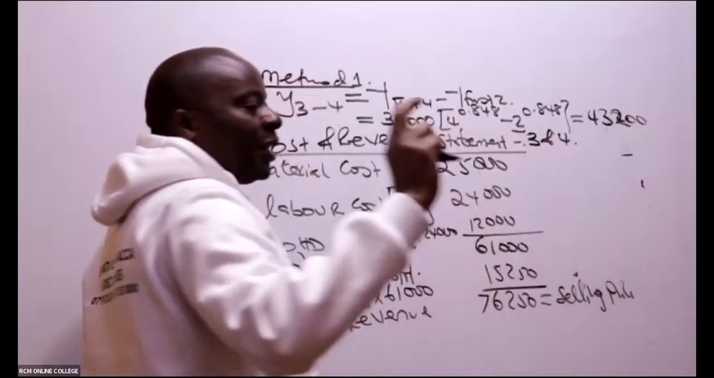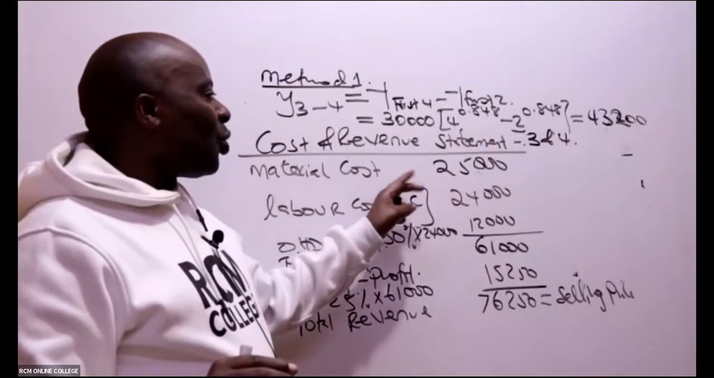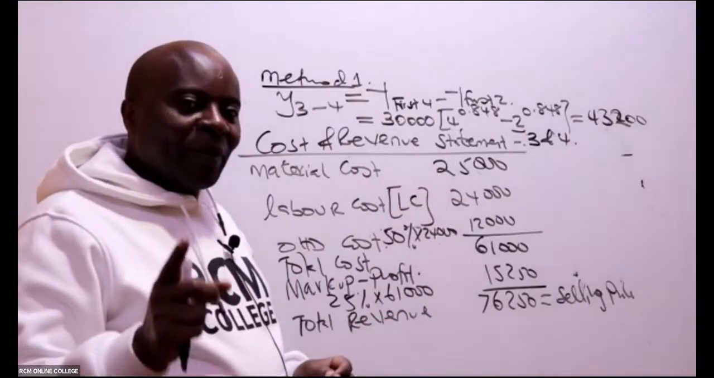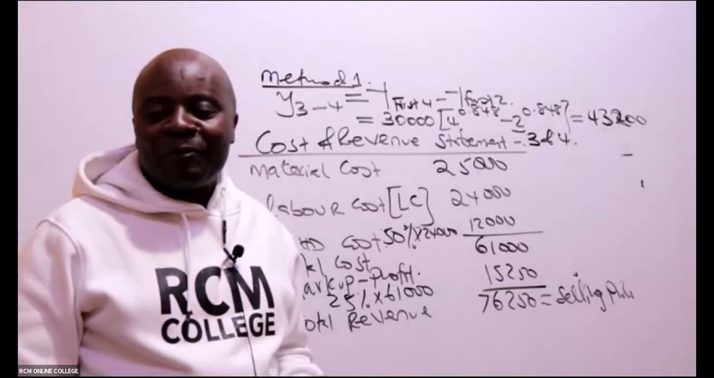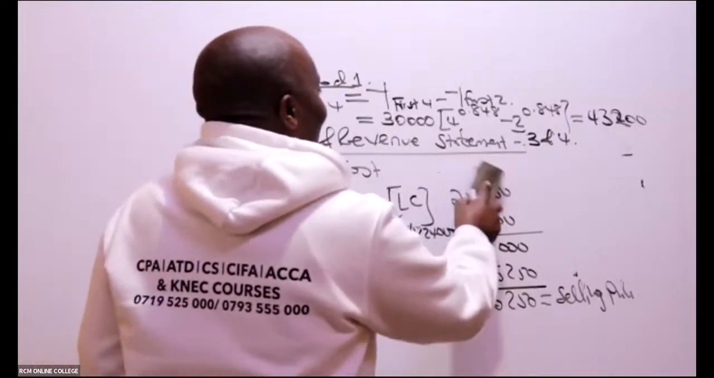Now, how many machines are we accounting for at the same time? 2 of them. So remember, material cost of 25,000 was for only 1 machine. So material cost for 2 of them will be how much? Because there is no learning in terms of material. 50,000.